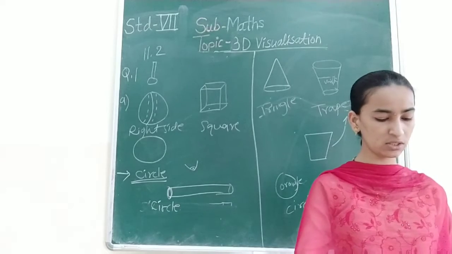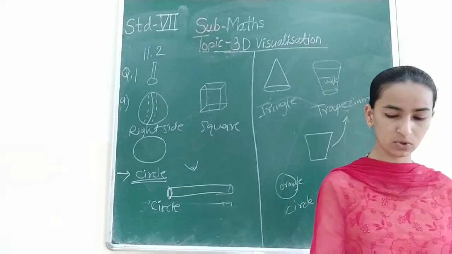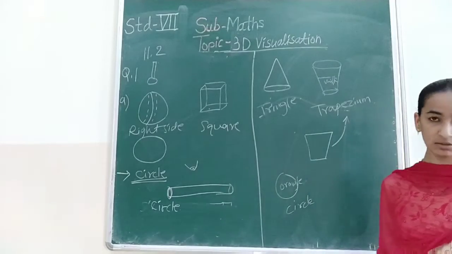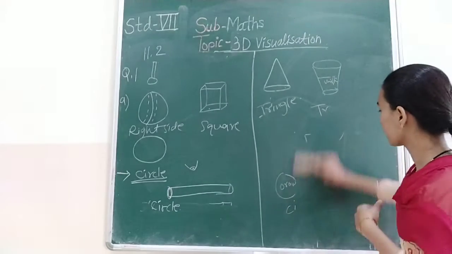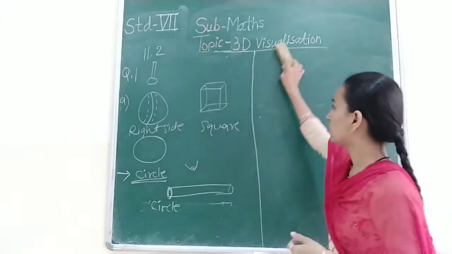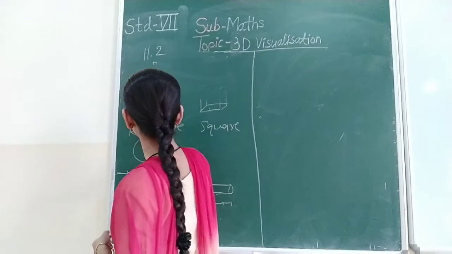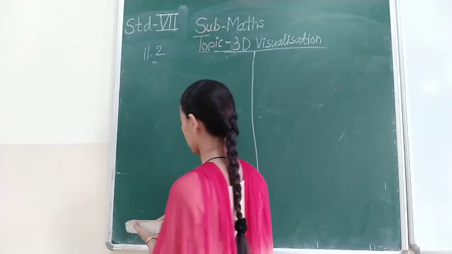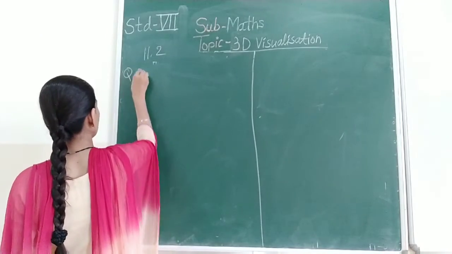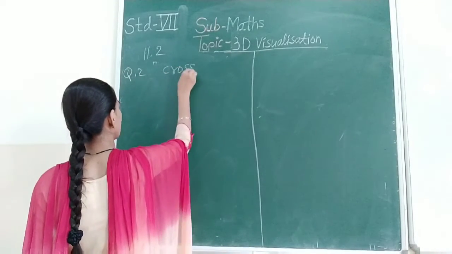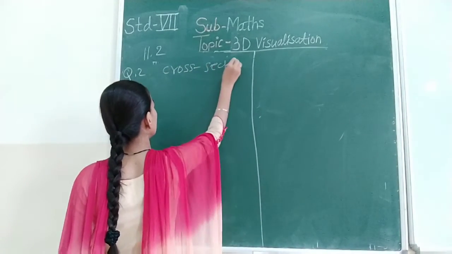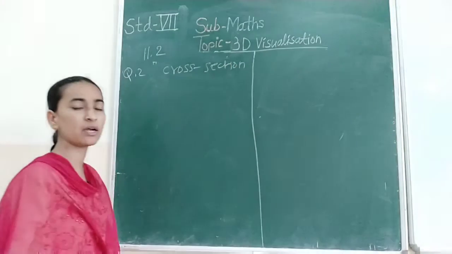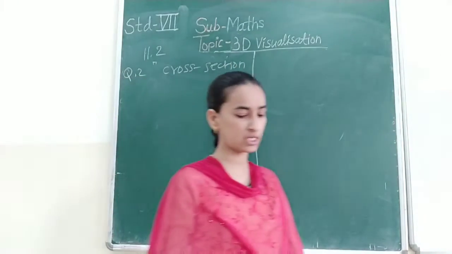Now the next question is cross section. Cross section means, suppose a pyramid is given, a square pyramid. Question number 2. Now this is for cross section. Cross section means when we cut that, which part we will get, we have to write the answer.